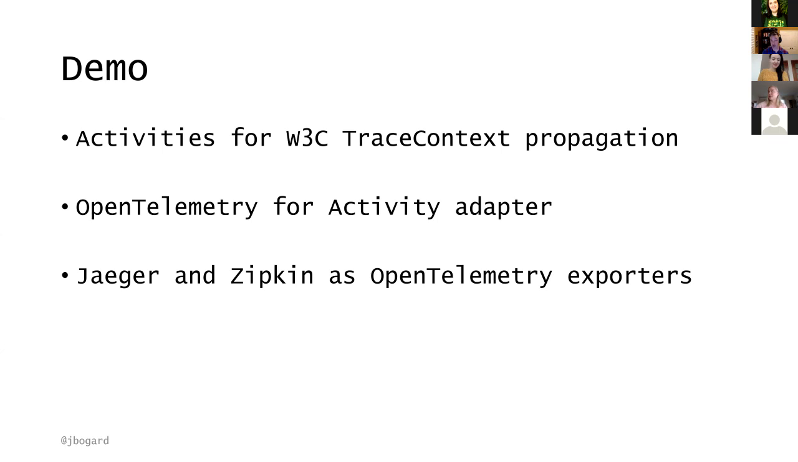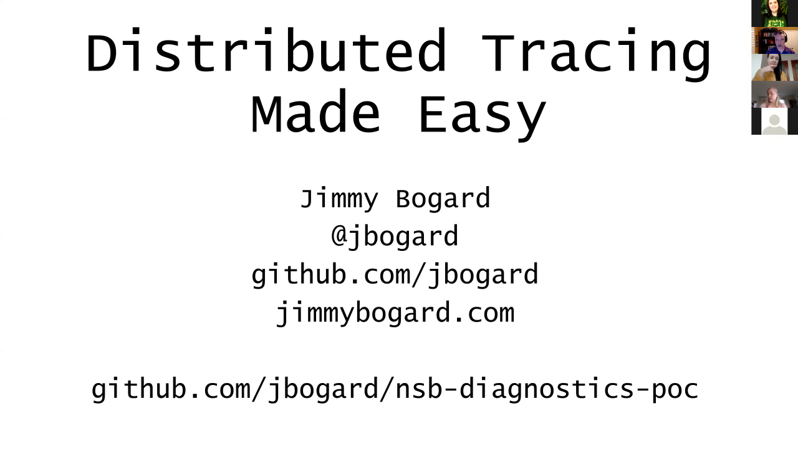We used activities to surface diagnostic information in the form of diagnostic events. We used OpenTelemetry to listen to those diagnostic events. And then finally, we used the OpenTelemetry exporters to export that OpenTelemetry data to Jaeger and Zipkin in this case, but there's like a dozen different ways we could have done it to be able to visualize our overall distributed traces. So that was distributed tracing made relatively easy versus how it was in the past.